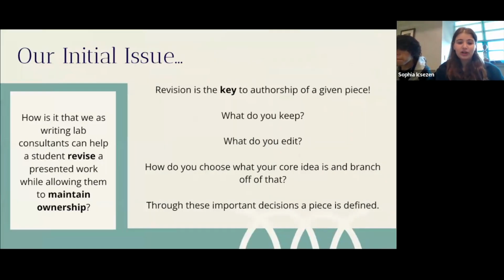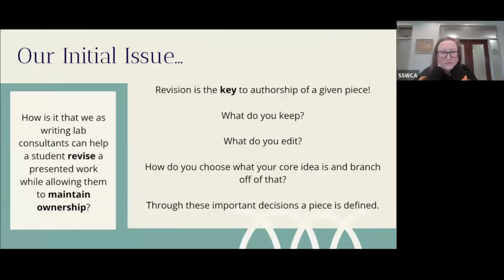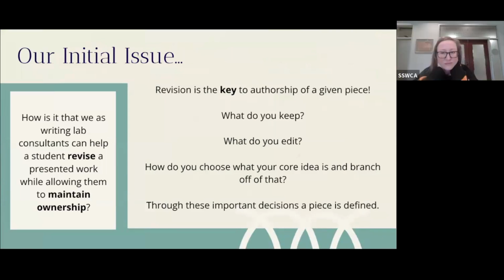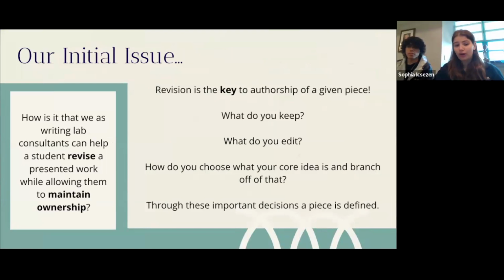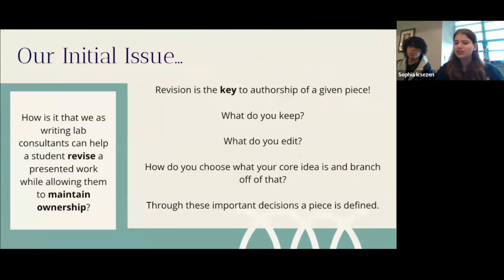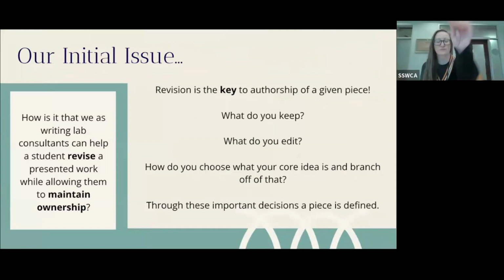Okay, so our initial issue, something that we really like to use our platform to emphasize, is the significance of revision in the writing process. While all stages of writing are essential to the final product, revision is the area in which the writer can sometimes lose their initial autonomy and ownership of their writing. When making decisions on what to keep, what to revise, what style of writing, what kind of voice, you're able to truly define your piece.